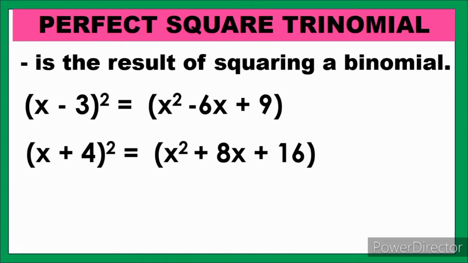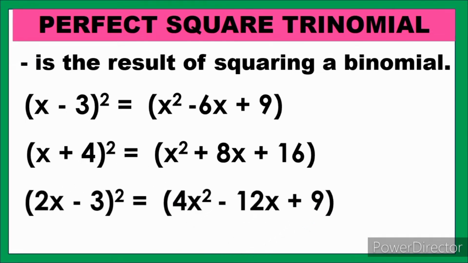Next, we have the square of x plus 4. Again, it is equivalent to x squared plus 8x plus 16, which is another trinomial. Then for the third example, we have the square of 2x minus 3 equals the product, which is 4x squared minus 12x plus 9. The product of the square of a binomial is what we call a perfect square trinomial.